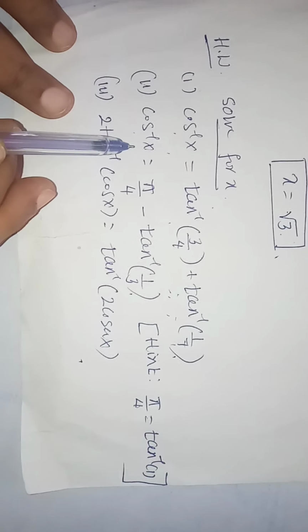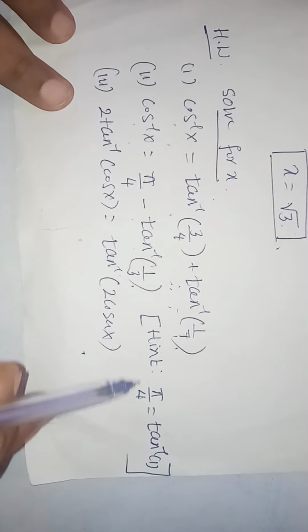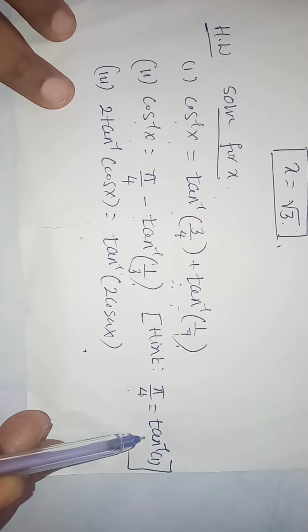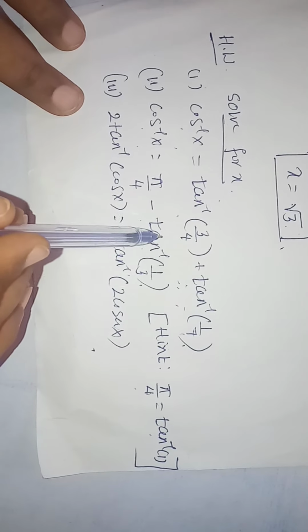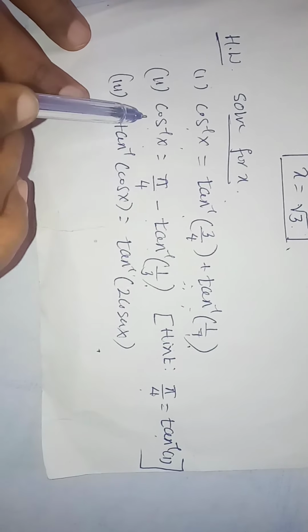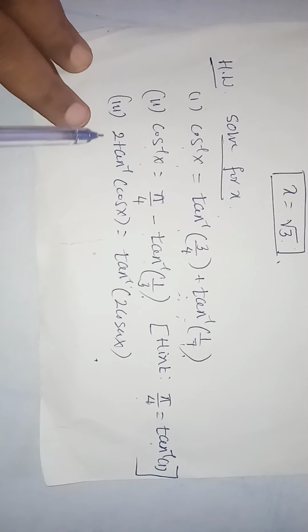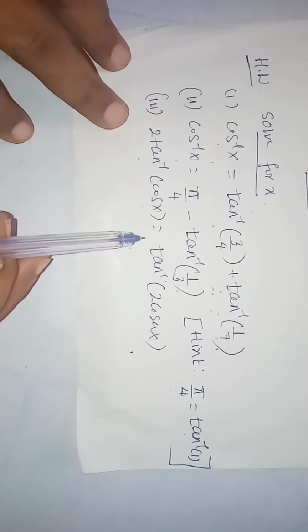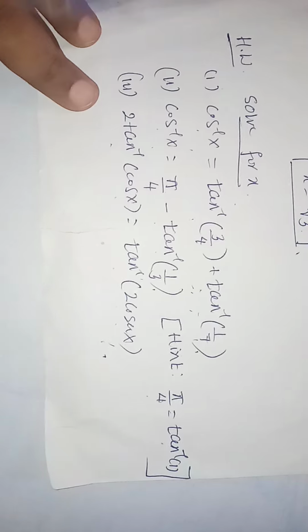Second example, cos inverse x is pi by 4 minus tan inverse 1 by 3. Hint is take pi by 4 as tan inverse 1. First simplify using the tan formula, and that tan you have to convert in terms of cos. We'll get the answer as the value of x. And third one is 2 tan inverse cos x is tan inverse 2 cosec x. Try these 3 examples. Thank you.